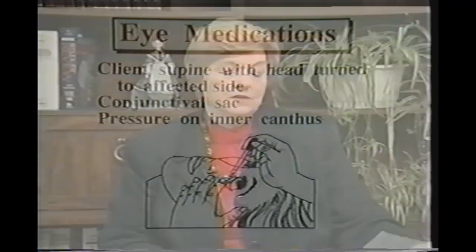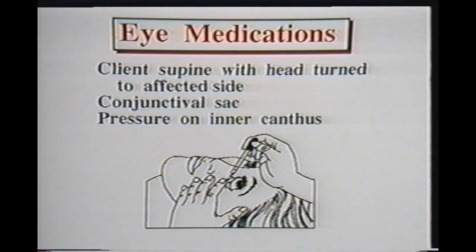Need to take a little look at some eye medications. Remember that you want the client supine with their head turned to the affected side. The drops go in the conjunctival sac, and you put pressure on the inner canthus. That's right in here, the inner canthus. And that prevents the medication from entering into the tear duct and getting into the systemic circulation.